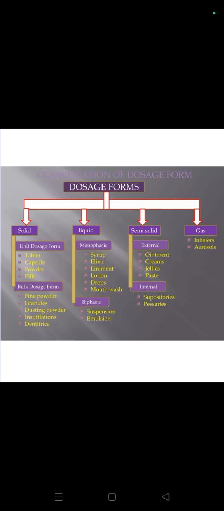Then the second one is liquid dosage form. Liquid dosage form may be classified into two types, namely monophasic and biphasic. Monophasic dosage forms are classified as syrups, elixirs, liniments, lotions, drops, and mouthwashes. Then biphasic. Biphasic dosage forms of liquids may be classified as suspensions and emulsions. Then the third one is semi-solid dosage, which may be classified into two categories, namely external and internal. External means ointments, creams, jellies, and pastes. Then internal, which may be classified as two, namely suppositories and pessaries. Then gas, classified as two types, namely inhalers and aerosols.